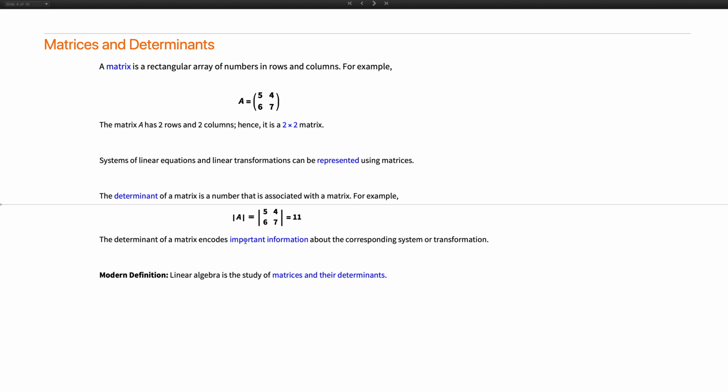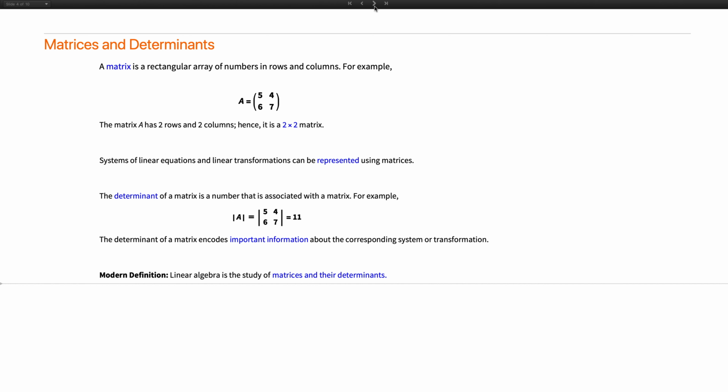And this determinant, although it's just a number, contains important information about the system of equations or the transformation that you're studying. So in the modern world, a nice way to think about linear algebra is that it's a study of matrices and their determinants. And of course, that's useful because in this day of computers, we can store matrices quite easily with powerful computers. And so doing linear algebra is actually a very fruitful way of solving problems in the modern world.